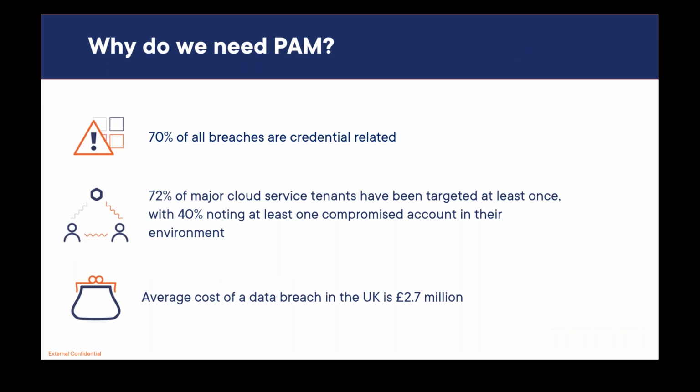Gartner's top security priority for 2018 was access management. That's not surprising considering that 72% of major cloud service tenants have been targeted at least once. Organizations represent an information-rich environment for hackers, with your servers, your laptops, and your mobile devices. There's a wealth of information to protect. And so with PAM, we can isolate the use of privileged accounts to reduce the risk of credentials being stolen that could expose that data.